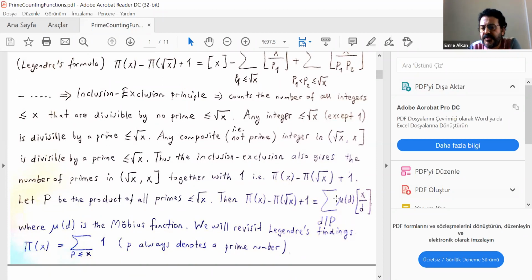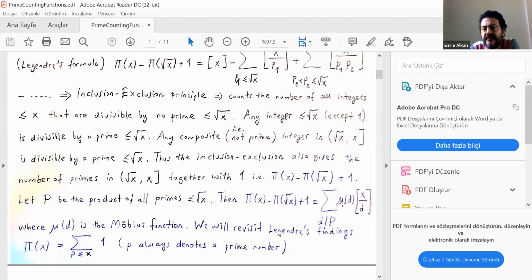You can introduce the Mobius function, and you can let P be the product of all prime numbers less than or equal to square root of x. You can simply write the right-hand side like this: d ranging over all divisors of P. And we only care about square-free d's, which are just products of these primes. So mu of d takes care of that, because when you have an odd number of prime factors, this is -1. And when you have an even number of prime factors, it should be plus. So that's exactly the definition of the Mobius function.